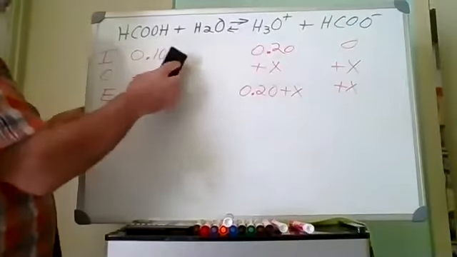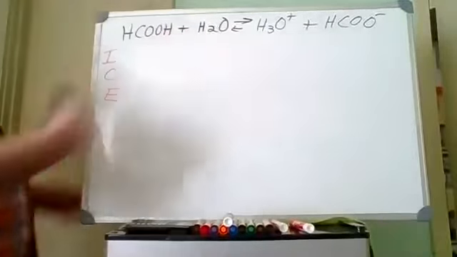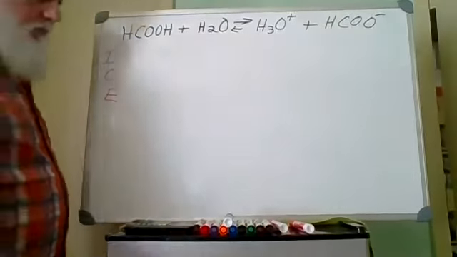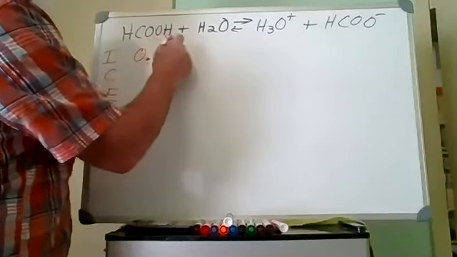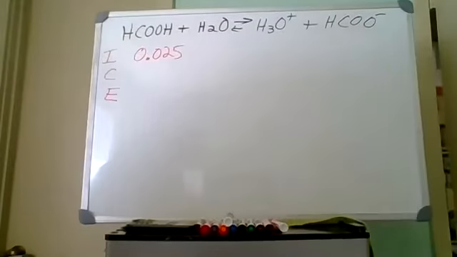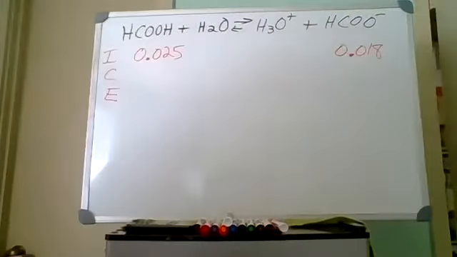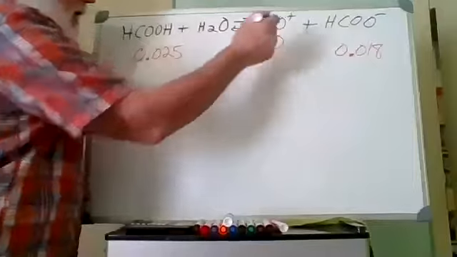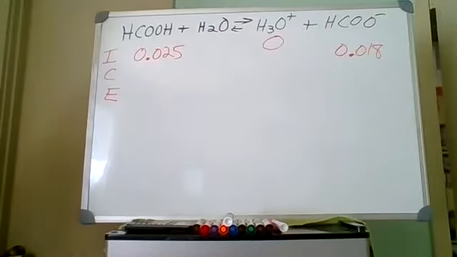So we can pretty much leave this up here. There's what we're starting with, and there's our equilibrium equation, same as in the last problem. Now our values in the ice table: this is 0.025 because we have that many moles in 1 liter of solution, so the number of moles is equal to the molar concentration. And we have 0.018 moles of sodium formate dissolved in that same solution. So we have 2 chemicals in that solution, and the concentration of hydronium ion is 0. Does everybody understand so far?